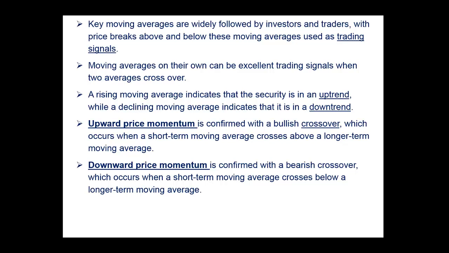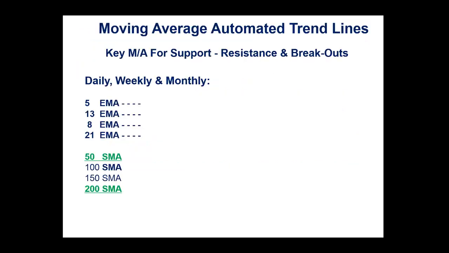Now, a rising moving average indicates that the security is in an uptrend, while a declining moving average indicates that it's in a downtrend. And upward price momentum is confirmed with a bullish crossover, which occurs when a short-term moving average crosses above a longer-term moving average, and downward price momentum is confirmed with a bearish crossover, which occurs when you have a short-term moving average crossing below a longer-term moving average. Now, I'll also refer to moving averages as automated trend lines because they track trend.